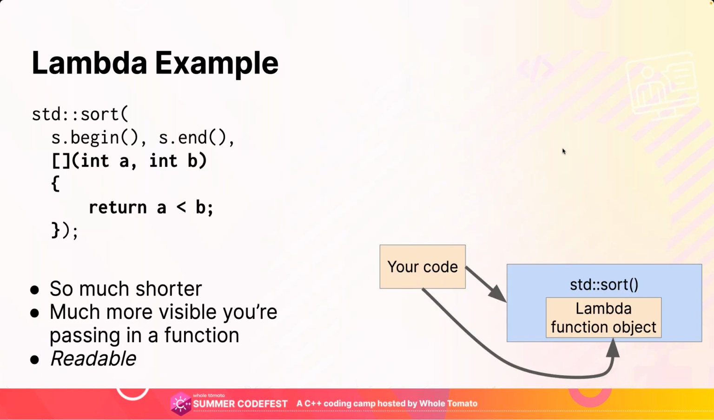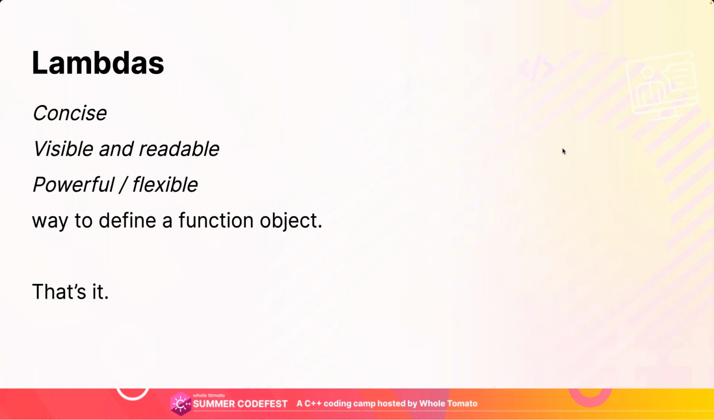So much shorter, much more visible. We're passing in a function. I think more readable because it is shorter and more visible. And returning to the same diagram, instead of passing in a functor, which is a type of function object, we're passing in a lambda, which is another function object. So lambdas are concise, visible and readable, and powerful and flexible, and they're just another way to define a function object, the same as a functor, but in my personal opinion, better.